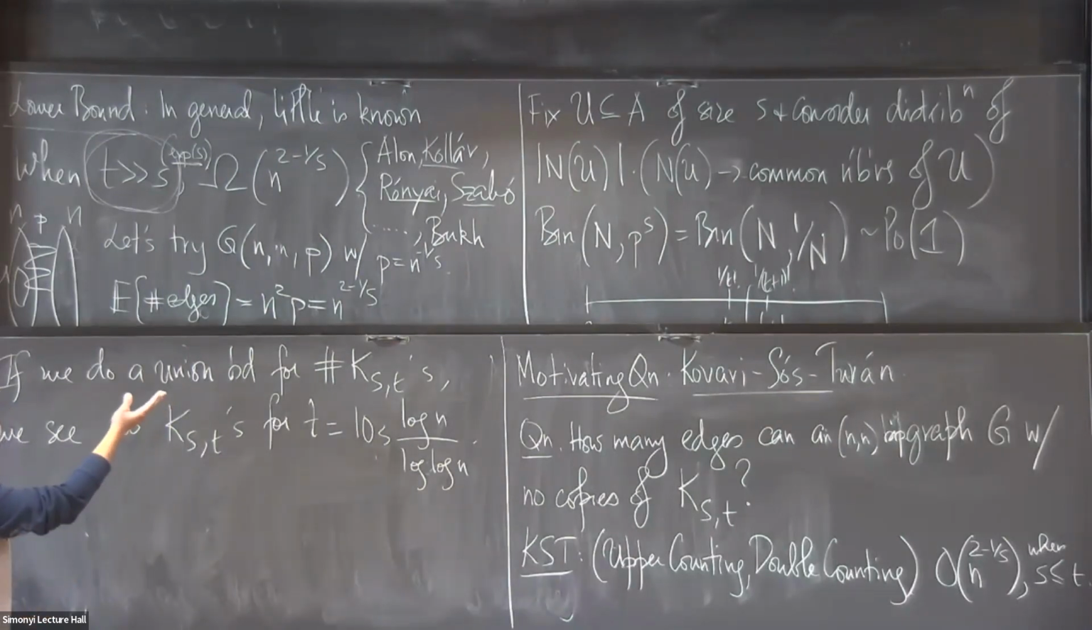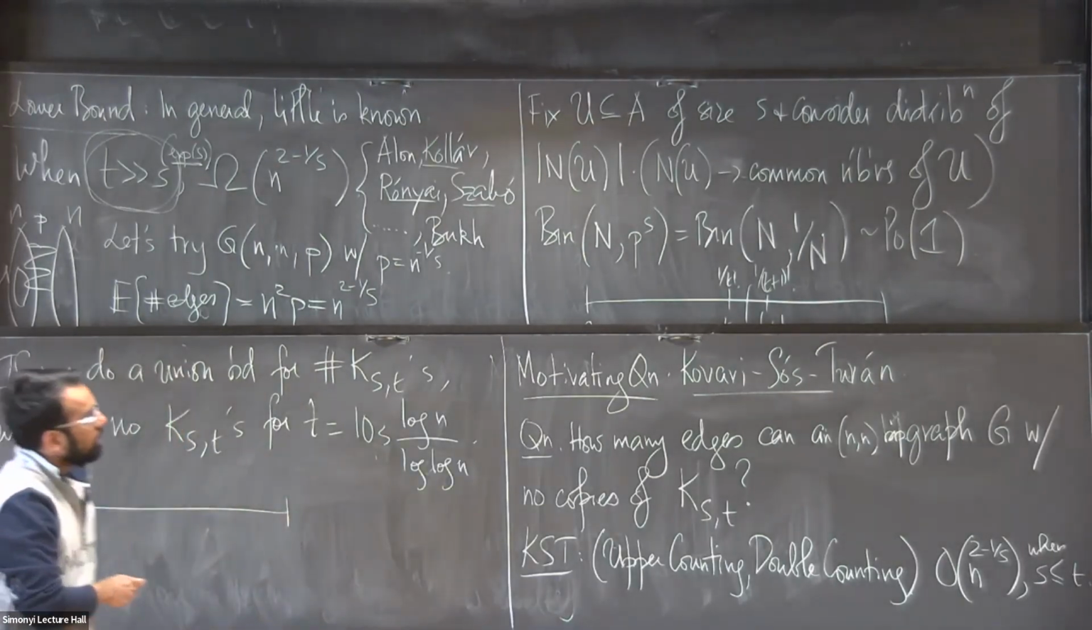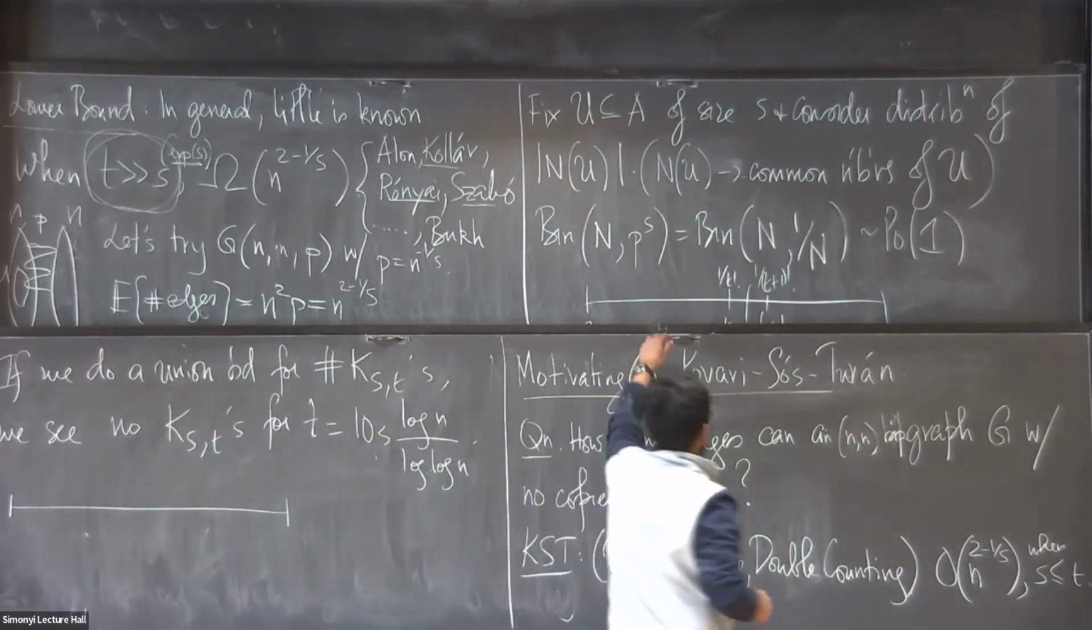So what do you need? You need 1 over t factorial to kill n choose s. So that's where the numbers are coming from. Okay. So what's the problem? The problem is this Poisson tail over here.